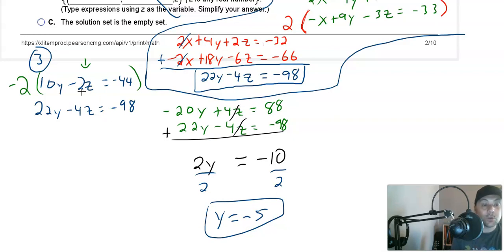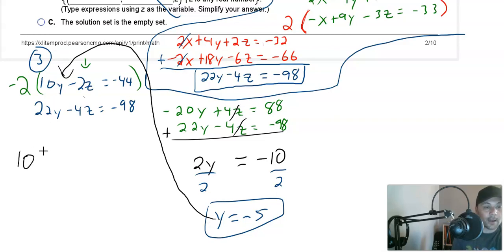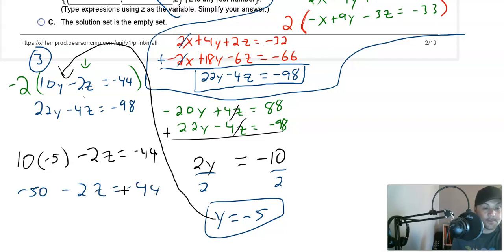So I'm going to plug this back into one of these two equations. I'm feeling like the top equation looks a little friendlier. The numbers are smaller. So I'm going to plug this back into the top equation so I can find z. So I'm going to get 10 times, in place of y, I'll plug in negative 5, minus 2z equals negative 44. And then we'll solve for z. So we'll get negative 50 here minus 2z equals negative 44. And then we will add 50 to both sides.